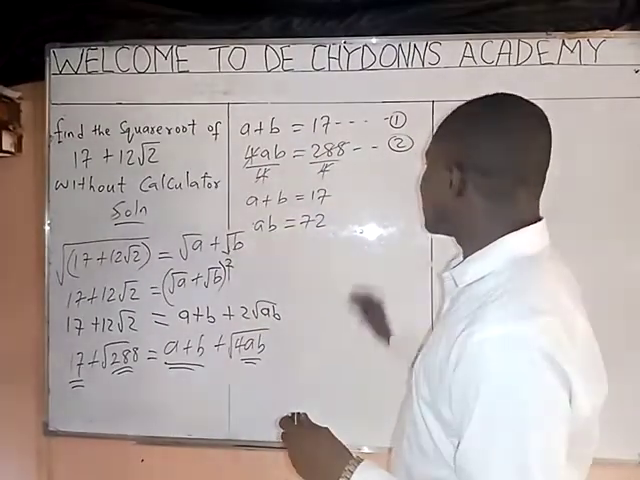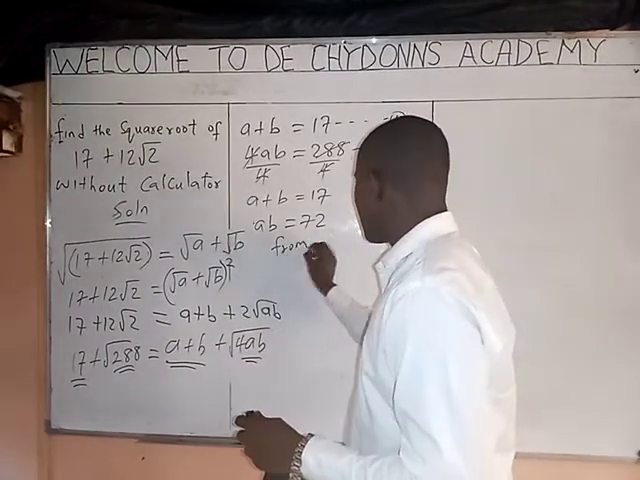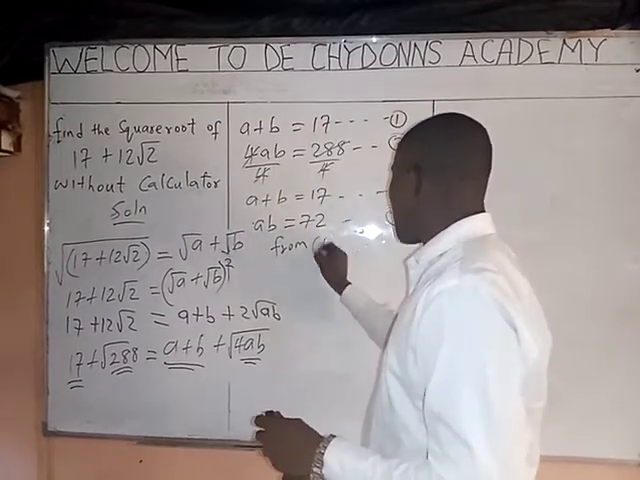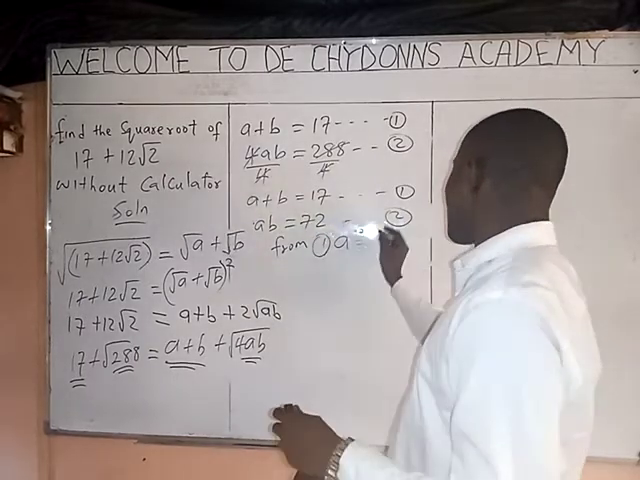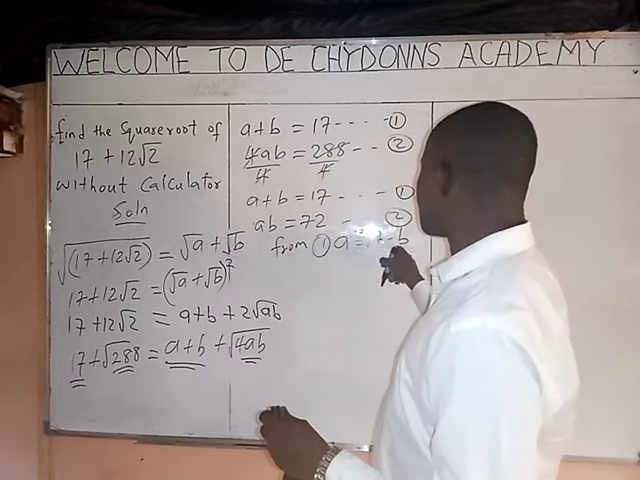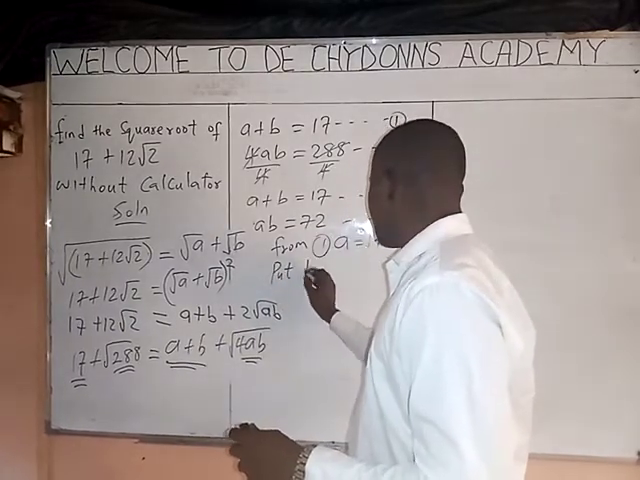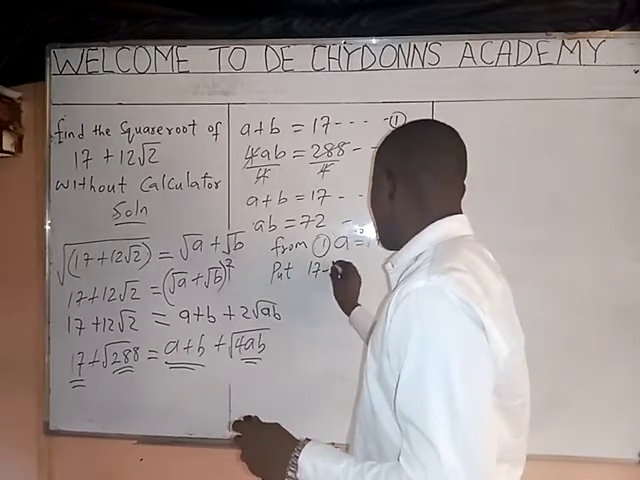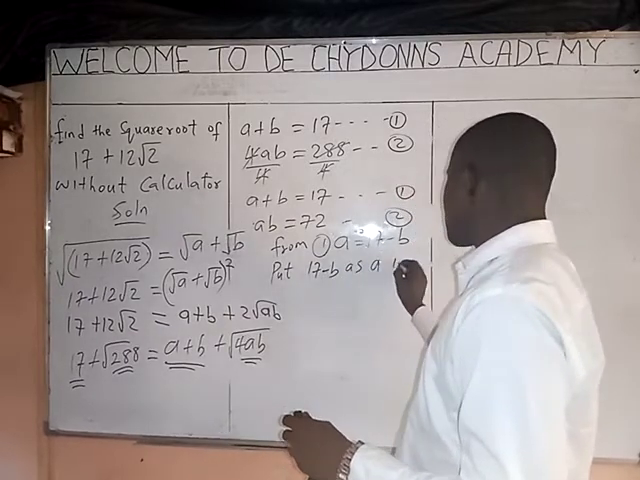Then what you now do is, from equation 1, this is equation 1, this is equation 2. You say from equation 1, we have that A will be equal to, the B will go to the other side, 17 minus B. Then you substitute, put 17 minus B as A in equation 2.